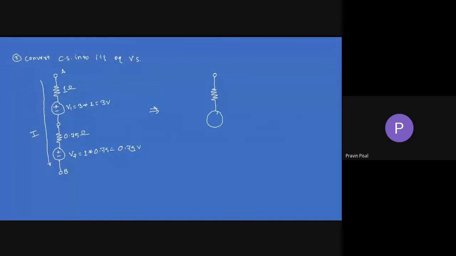Like this. So this is the B point and this is the A point. So this is R equivalent. Okay. This is plus minus. This is V equivalent. Okay. So what will be the R equivalent? It's simply two resistance addition because in series resistance is added. So 0.75 plus 1. So answer comes out to be 1.75 ohms.